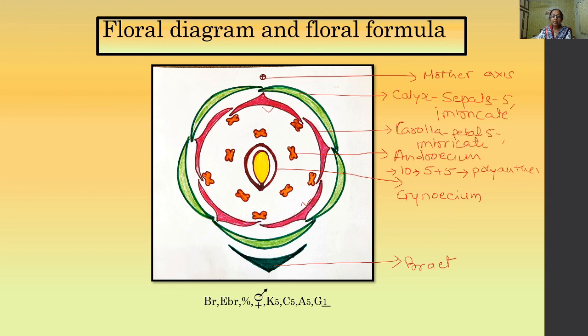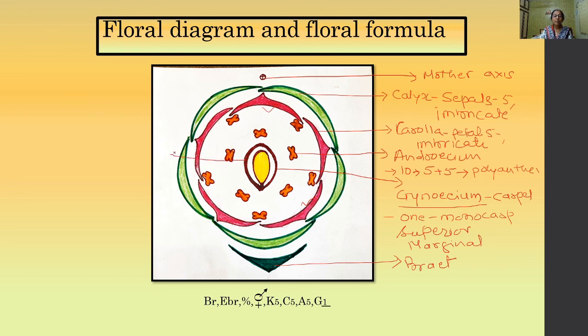Then in the center there is the gynoecium, which consists of the carpels. The carpel number here is only 1. So, the condition is monocarpellary, ovary superior, and placentation is marginal. We will describe the placentation in detail here.